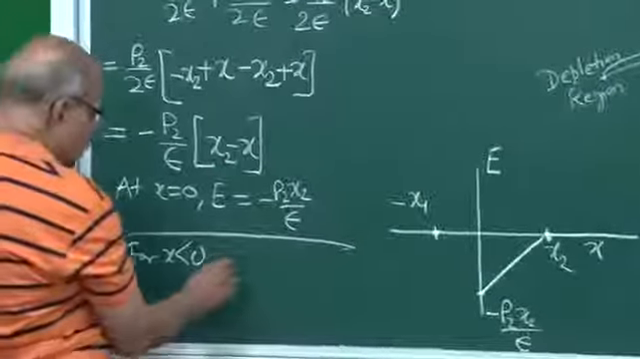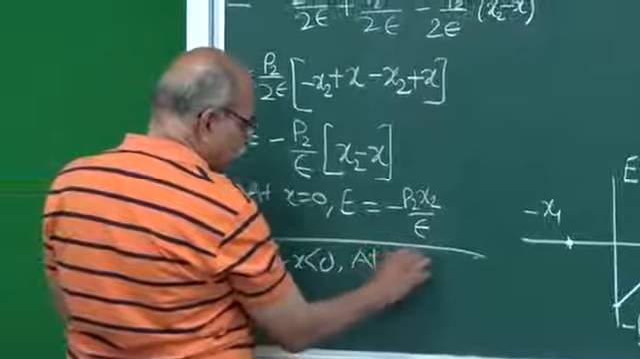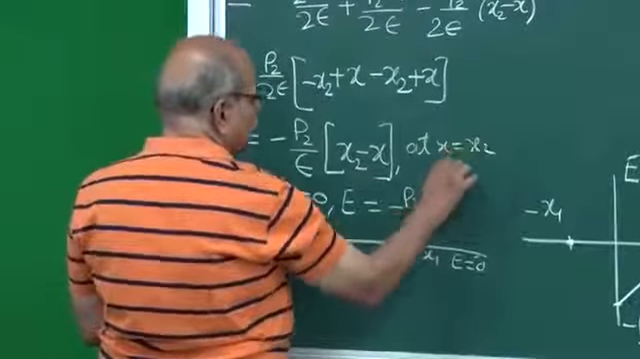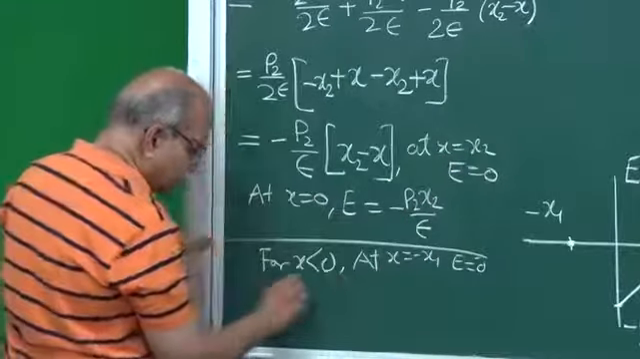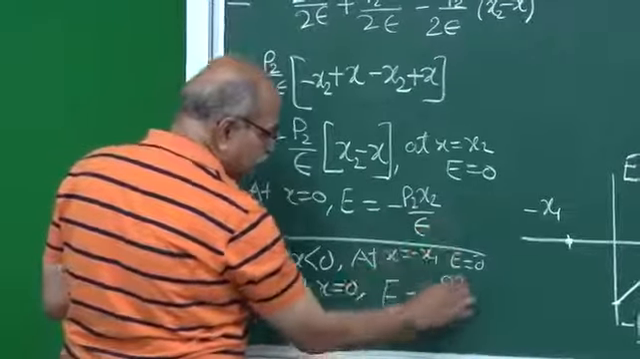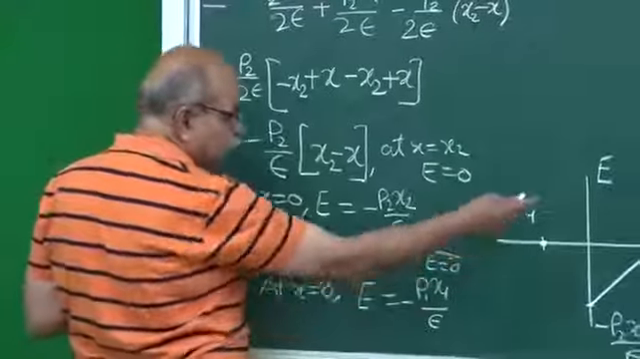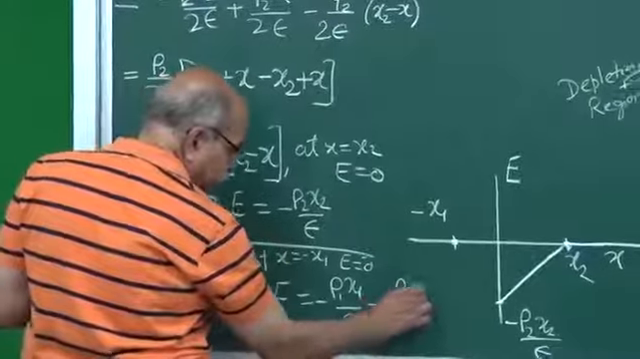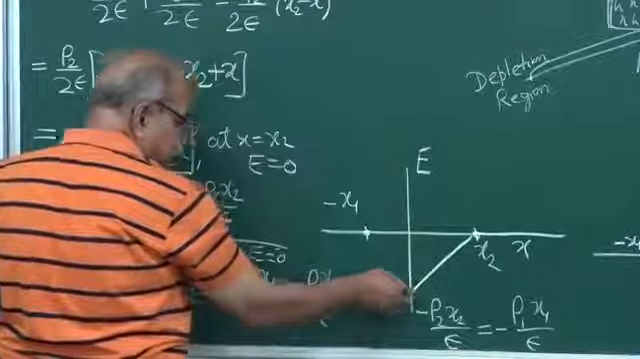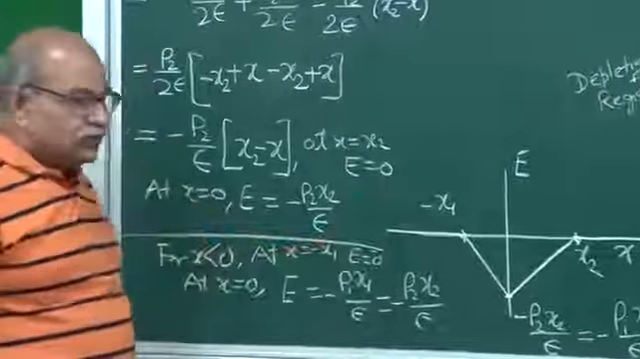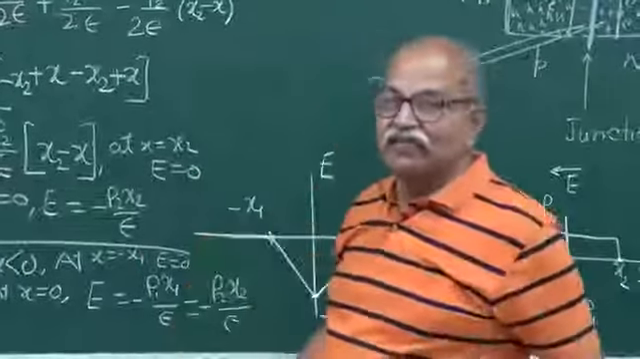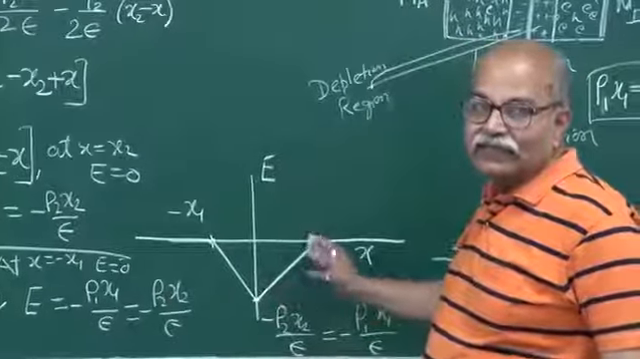And on the other side, for x less than 0, what you would expect is that at x equal to minus x1, the electric field will be 0, and then at x equal to 0, from the same expression, your electric field should be minus rho 1 x1 divided by epsilon, it was rho 2 x2 here. But it's the same as this because rho 1 x1 is equal to rho 2 x2. So the electric field will be like this. This is how the electric field will appear. It will be linear in the two regions. Depending on the dopant density, you will have a certain slope of this E versus x line here and here.